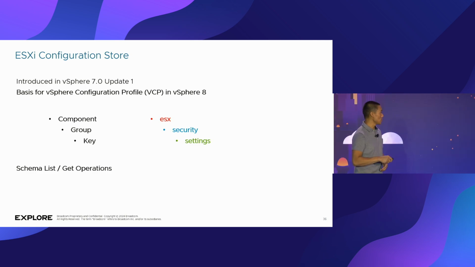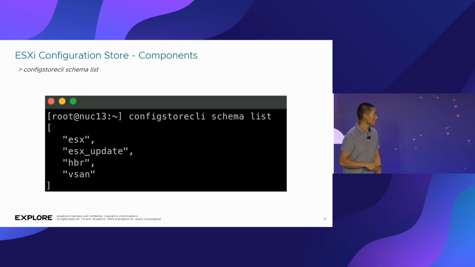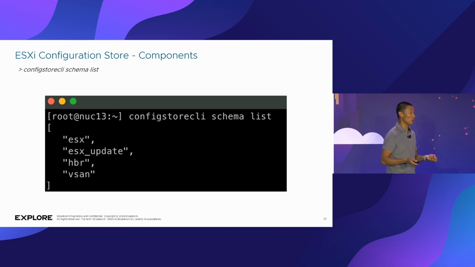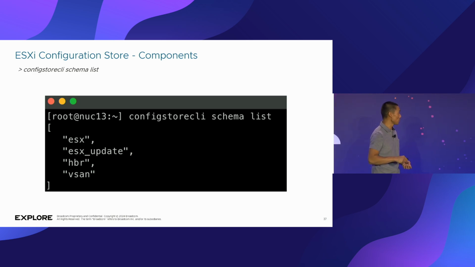And it's segmented into things called components, groups, and keys. So an example of a component could be ESX. A group would be like security, and then obviously there are some keys. And you can view the different schemas. A neat way to understand the configuration is by using the configstore CLI and using the schema list. So you can see here, these are all the different components, right?